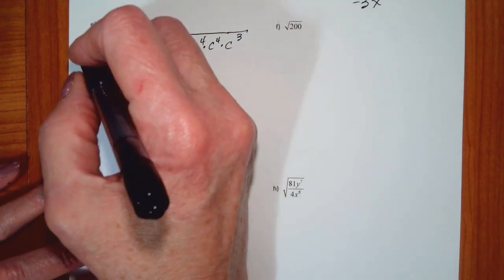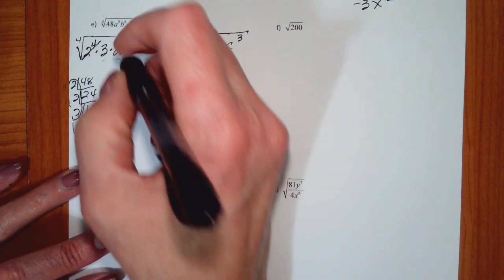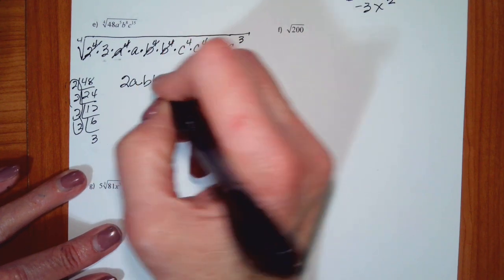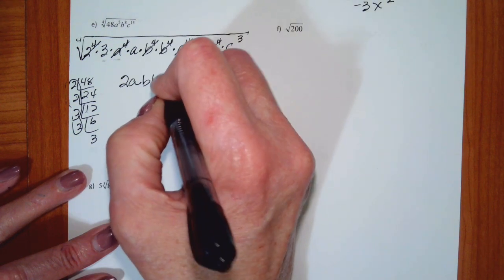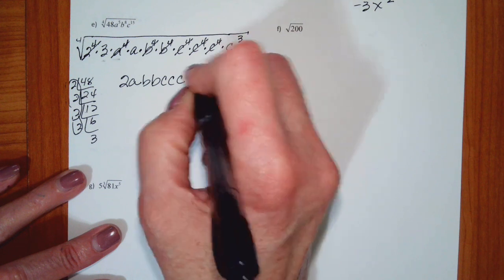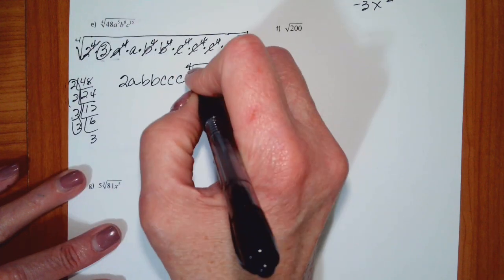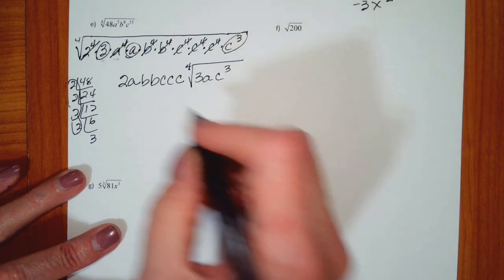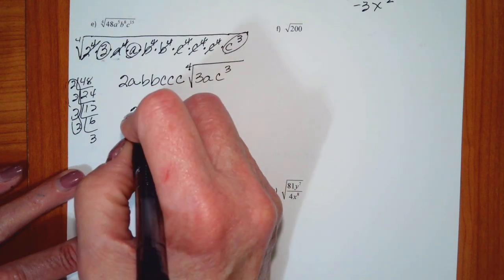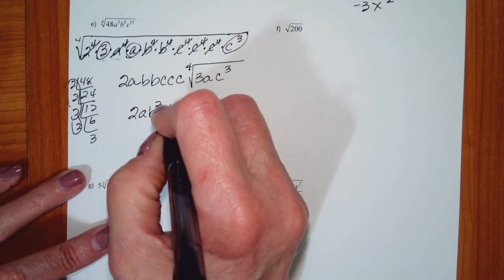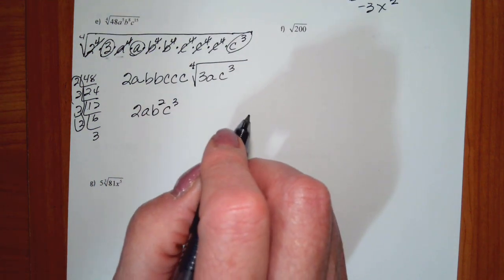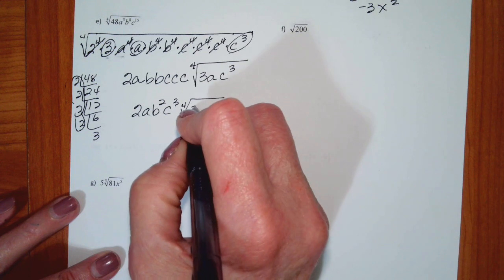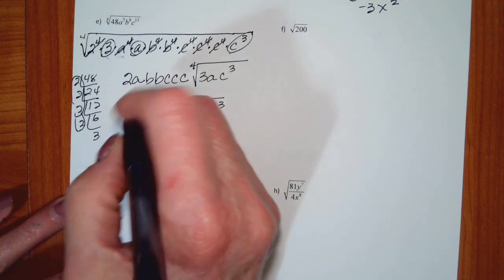Okay, so now I get to start pulling stuff out. So I get to pull out a 2, an a, a b, another b, 3 c's, and what I have left in here is the 4th root of 3a c to the 3rd. So just to simplify it out, this gives me 2a b squared c to the 3rd times the 4th root of 3a c to the 3rd. And there is my final answer.